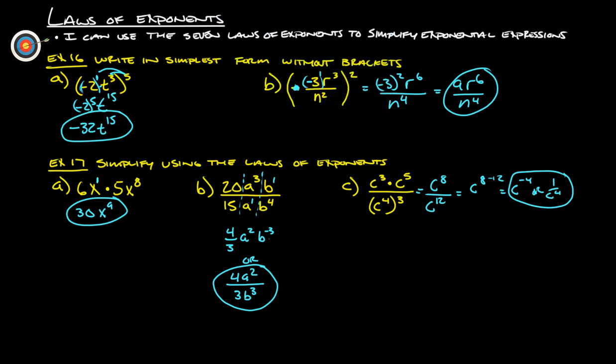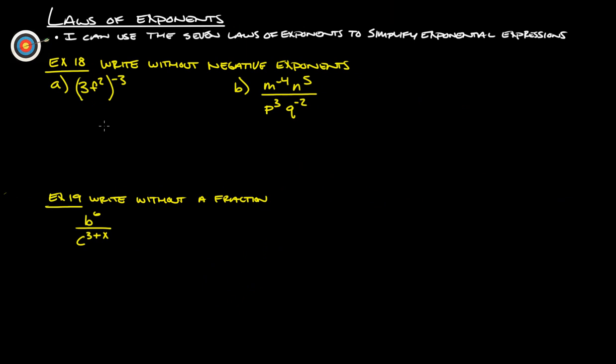Okay, let's take a look at some more examples here. Example 18, write without negative exponents. So, let's see, this 3 needs a power of 1 because we have to distribute this negative 3 to each one of these powers here, right? So that's 3 to the 1 times negative 3 is negative 3, and f squared times negative 3 is negative 6. So we have to write without negative exponents. So we have to turn this into 1 over, 3 to the negative 3rd goes to the bottom as 3 cubed.